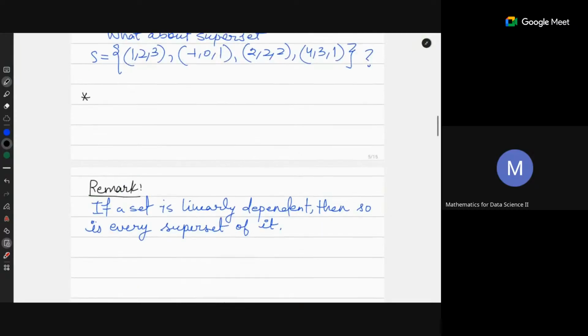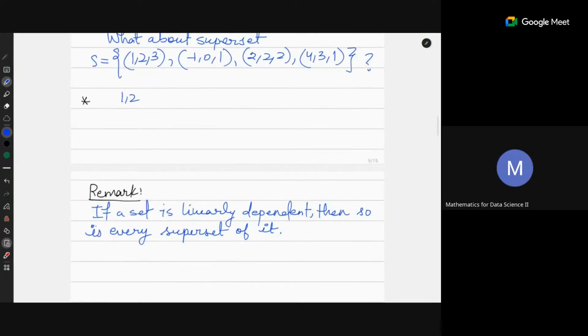So in the previous example, what I have said is minus 1 of 1, 2, 3 plus 1 of minus 1, 0, 1 plus 1 of 2, 2, 2 plus 0 times 4, 3, 1 is equal to 0. So notice that not all of the coefficients are 0. So it satisfies that condition also, and their combination is equal to 0.